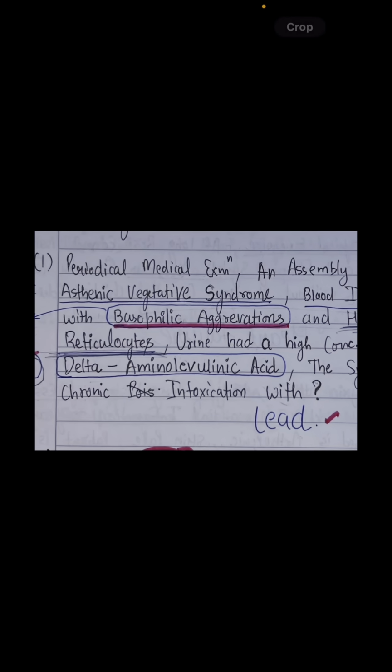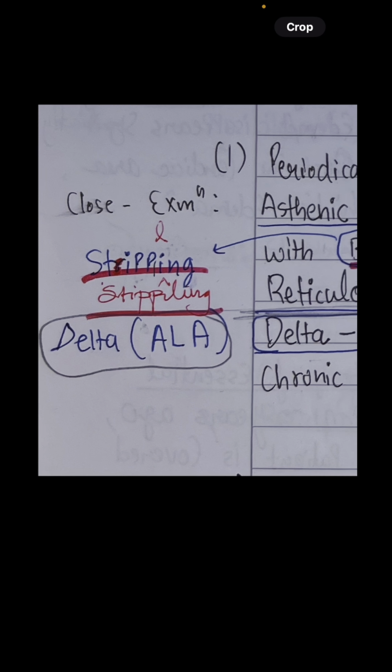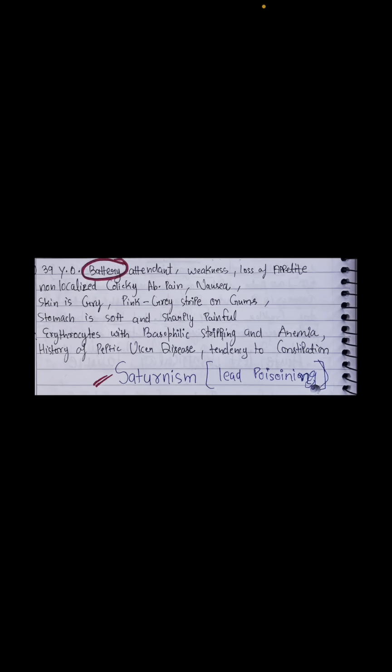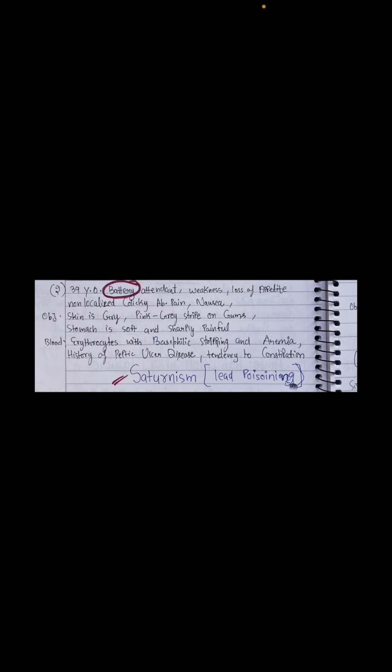The next question also highlights basophilic aggregations. This is the same thing we saw in the photo. That stippling is also known as basophilic aggregation. So mark lead poisoning. Another battery attendant is there, 39-year-old. So we know what to mark with the basophilic stippling in the question. Saturnism is also called lead poisoning. The KROK examiner may not always give lead poisoning in brackets. We have to remember that lead poisoning is also known as Saturnism.